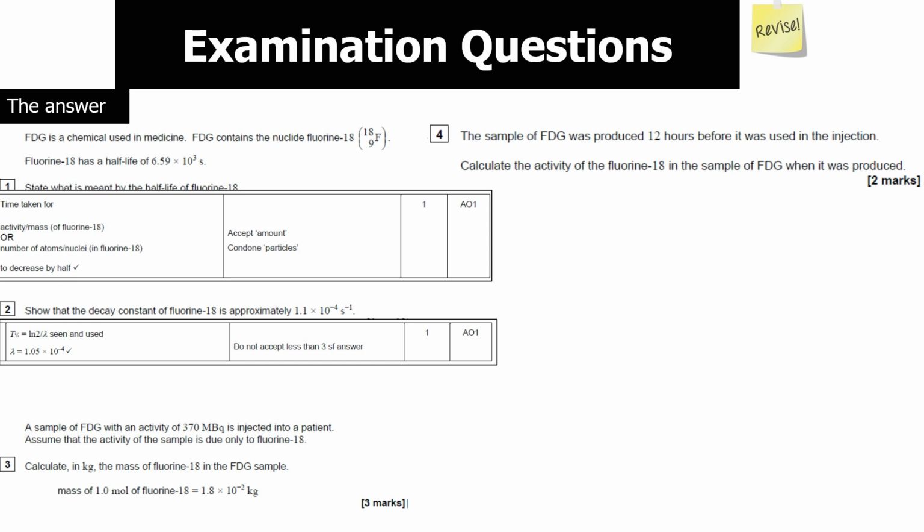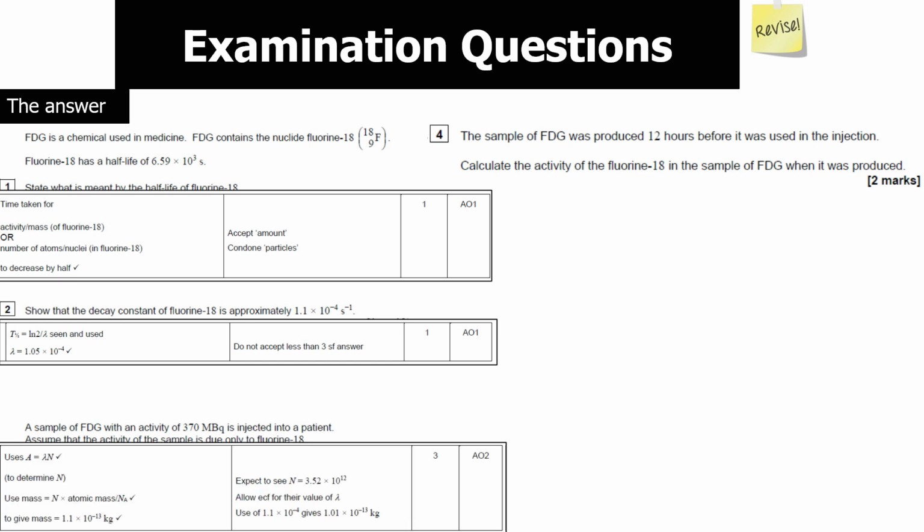And then when you know your number of moles, you can multiply by the number on the screen, 1.8 times 10 to the minus 2 kilograms, to get your total mass to be 1.1 times 10 to the minus 13 kilograms. Now in this last question we've got a time and we've got an activity, and we want to work out our initial activity.